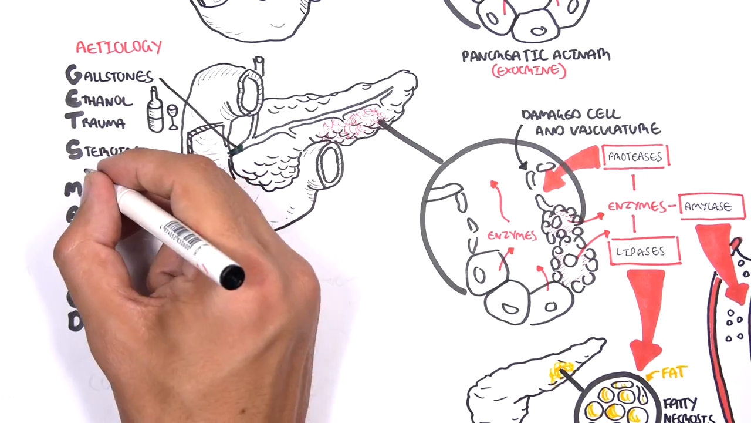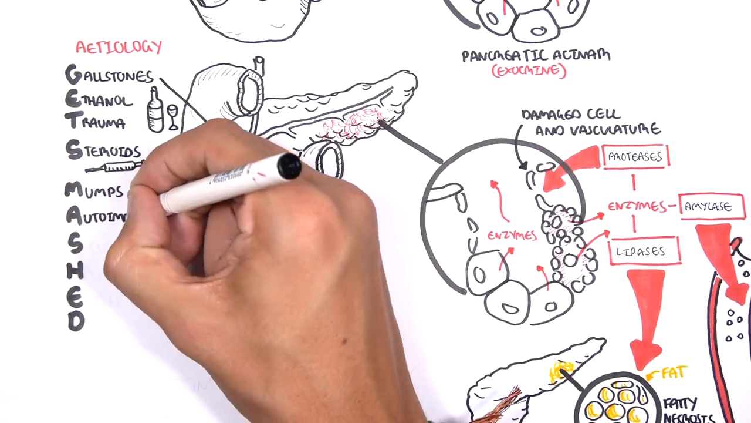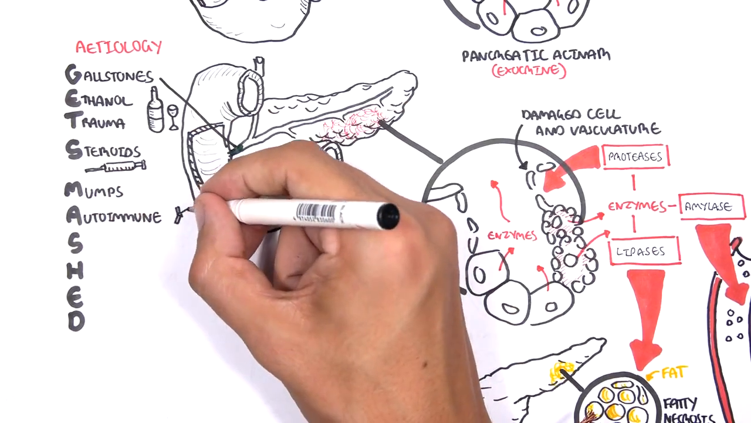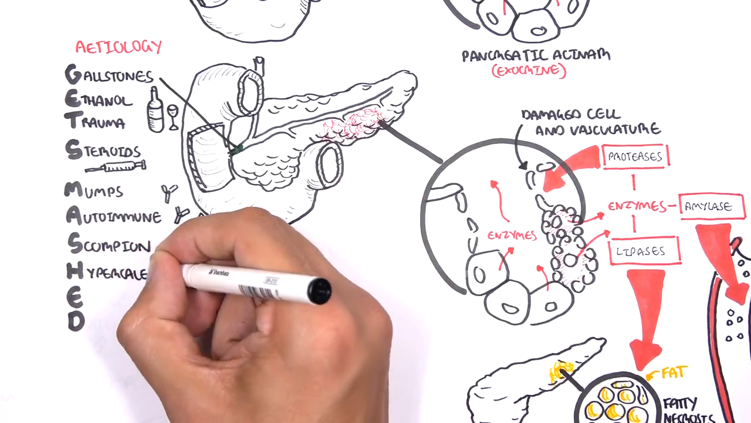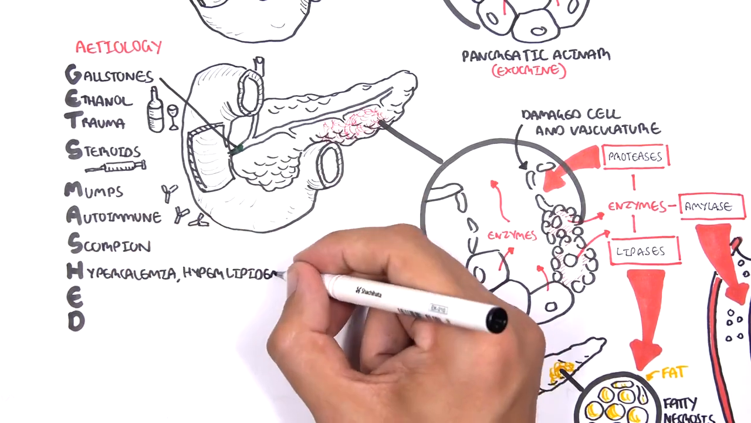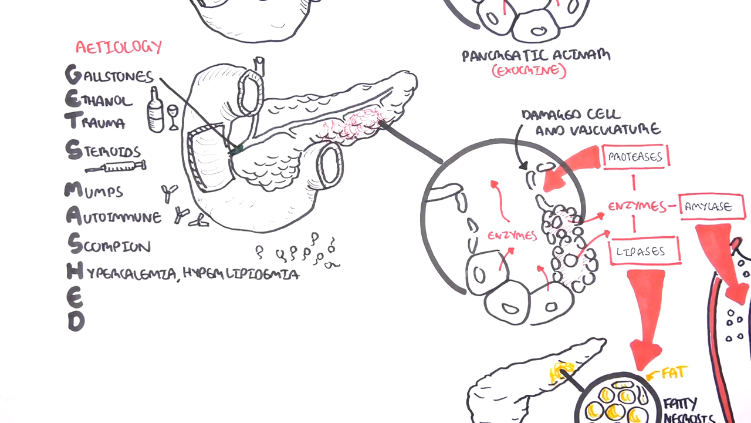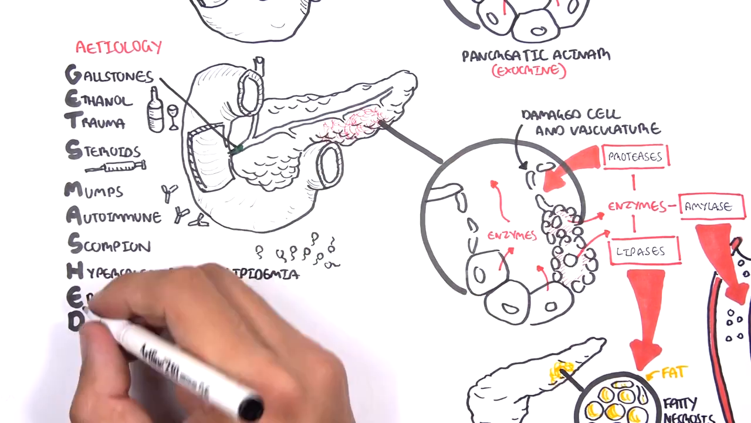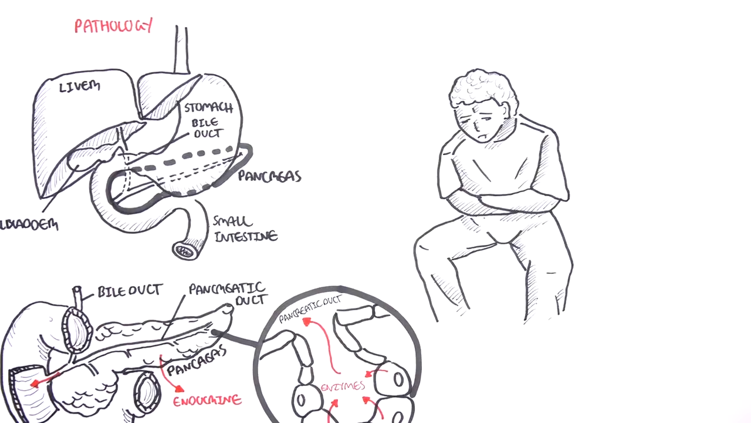T is for trauma, S for anabolic steroids, M for mumps virus, A for autoimmune diseases, S for scorpion venom, H is for hypercalcemia and hyperlipidemia, E is for ERCP, which is an investigation method and treatment method used for pancreatitis, and D is for drugs, as certain medications can trigger acute pancreatitis.